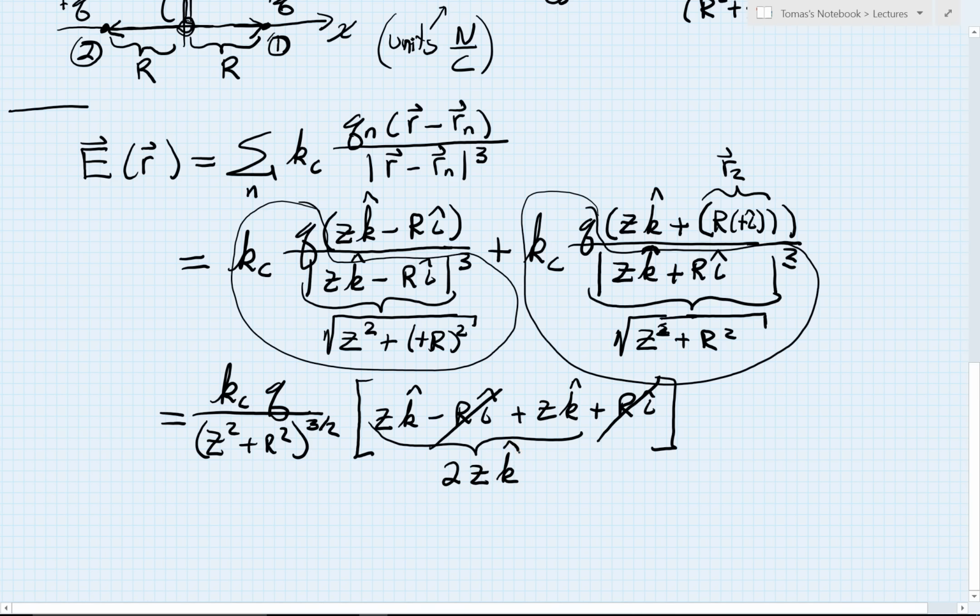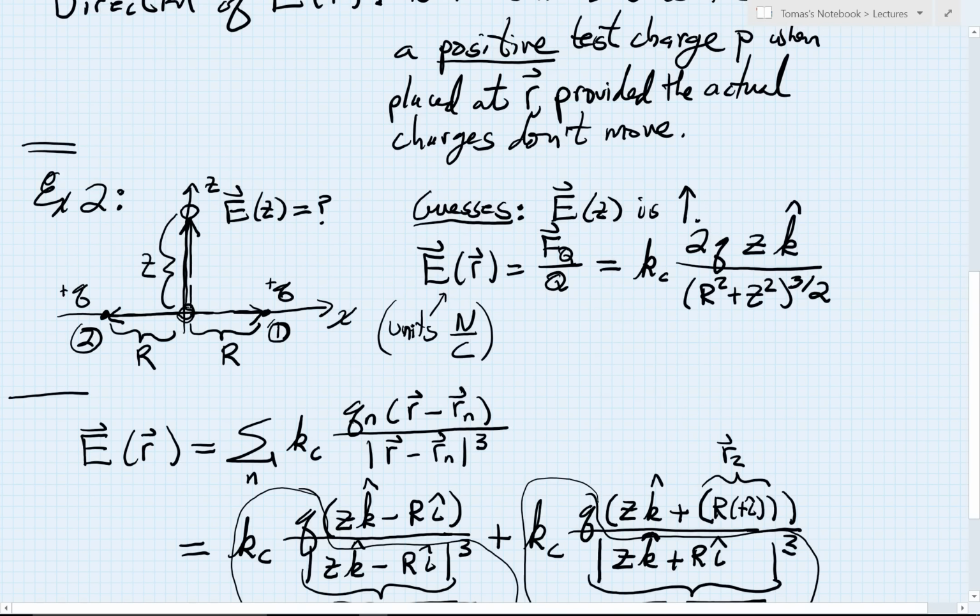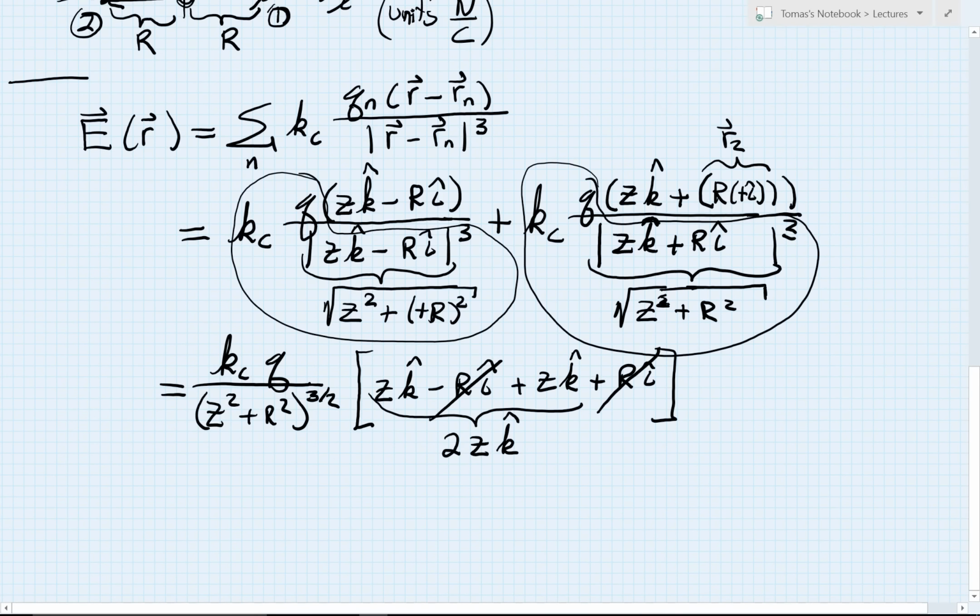So my final result, notice, simply points in the k hat direction. The result is up. This is great because actually our guess was that the electric field should point up. So I can put a check mark there. Our guess was correct. Well, we've got this now to the point where we can make our final simplification, just get everything in a nice standard form. So let me try to rewrite our result neatly.